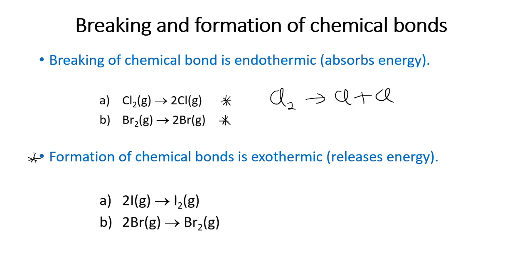Formation of chemical bonds involve release of energy. Therefore, the reactions are exothermic. Here you have iodine plus iodine to form a chemical bond, which is like I2. That reaction releases energy and therefore it is exothermic. Breaking of chemical bonds, endothermic. Formation of chemical bonds, exothermic.